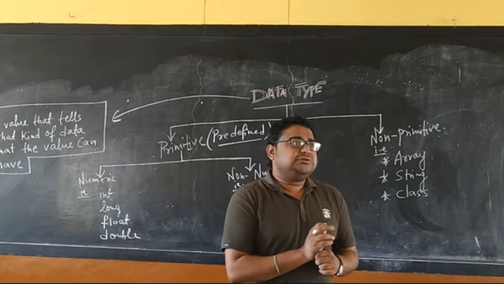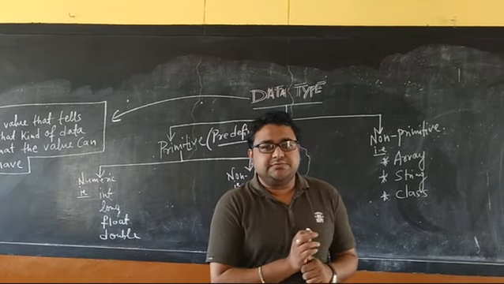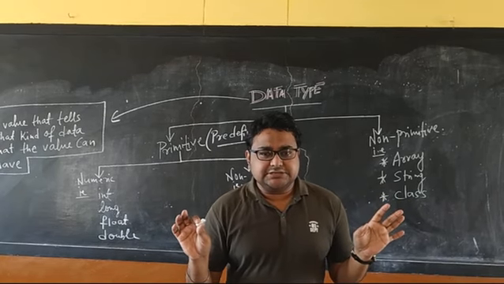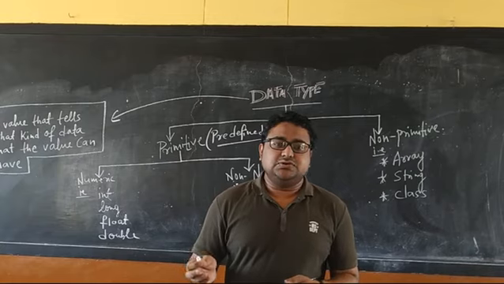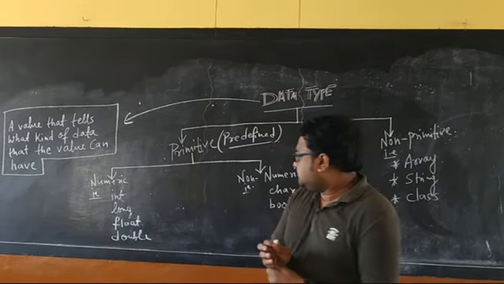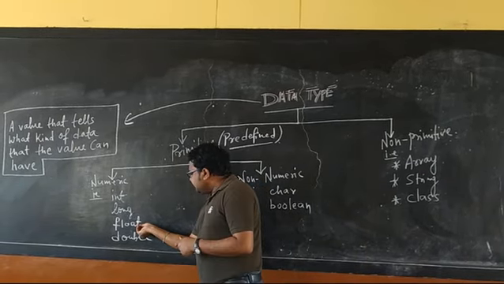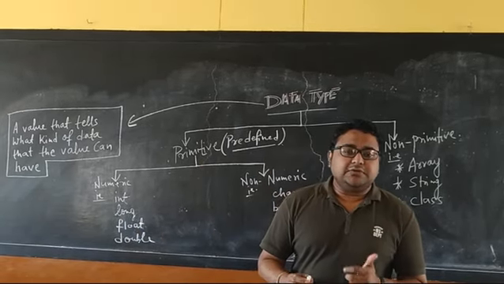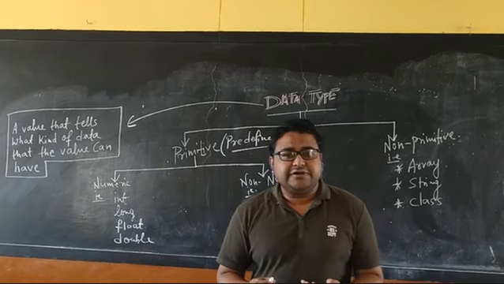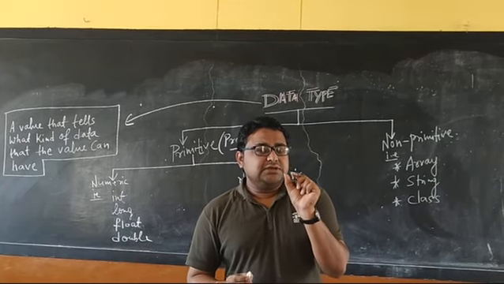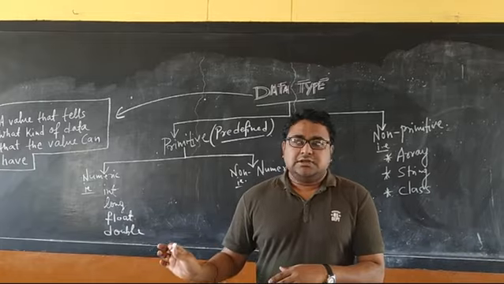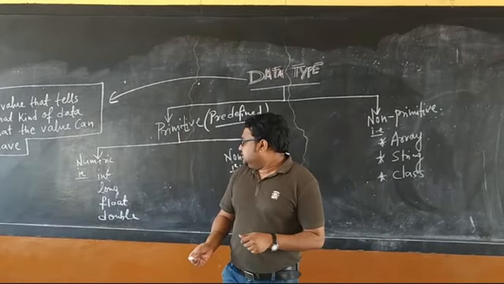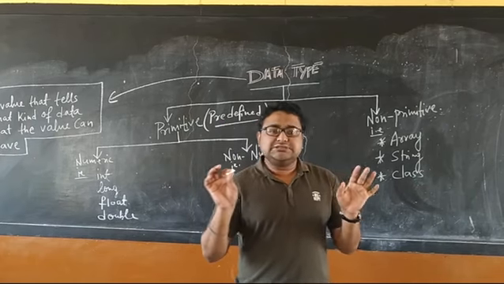Sometimes if you install one antivirus in your computer, the antivirus also contains a very big number, that license key. That key can also be stored by using long. Next one is float. Float is storing small decimal values. 2.1, 3.1, 0.5, 6.5, very small decimal values can be stored by whom? Float. And the last one is what? Double. Double is storing very long decimal values.